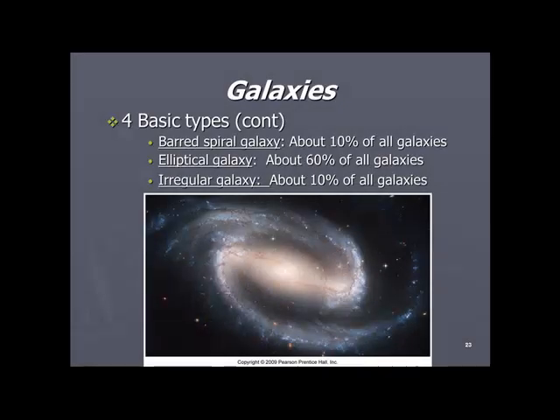The other 3 types that exist, and you don't have to know too much about them except for the names of the types, are the barred spiral galaxy, the elliptical galaxy, and then the irregular galaxy. 60% of all galaxies are elliptical. And the irregular is kind of just a catch-all for the rest of them that don't really fit into a category one way or the other.